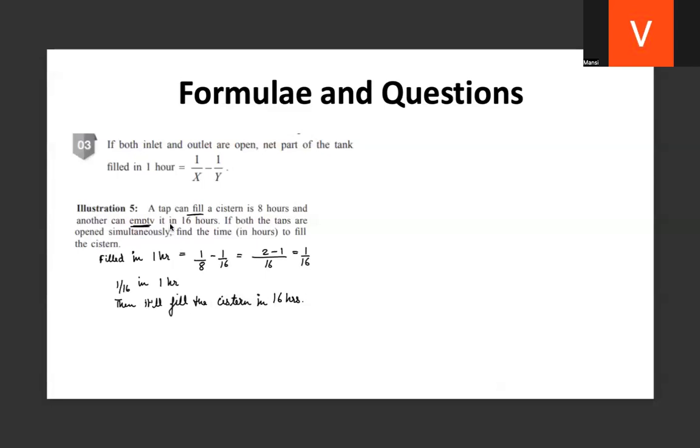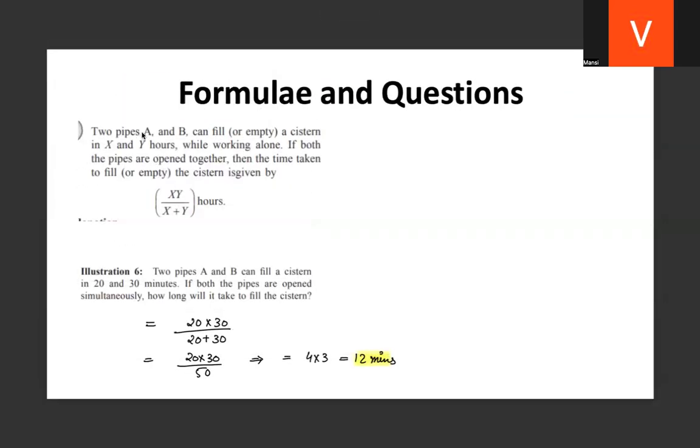So the question is a tap can fill a cistern in 8 hours. So this is X, 8 is X, and another can empty it in 16 hours. So Y would be 16. Both the taps are open simultaneously. So find the time to fill the cistern. Simply it would be this formula, direct application. So it will fill the cistern in 16 hours.